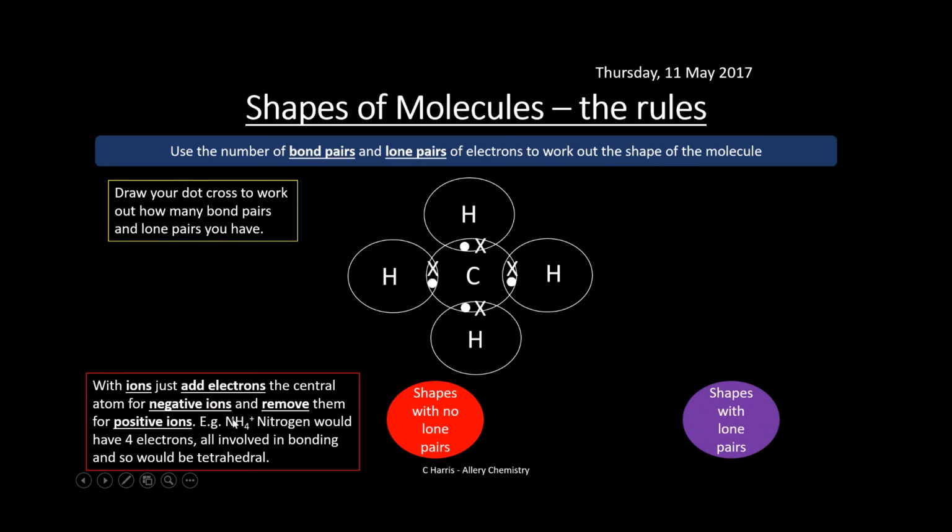So for example, ammonium, NH4+, the nitrogen would have 4 electrons. Normally nitrogen has 5 electrons, it's in group 5. Because it's got the positive charge, we remove the electron from the central atom, then work it out from there.